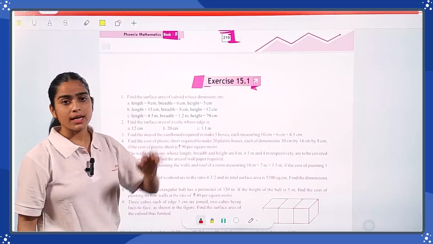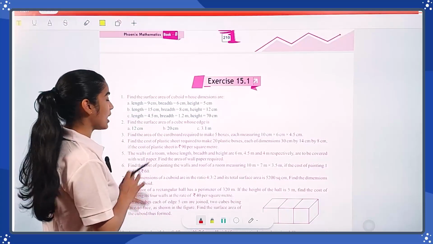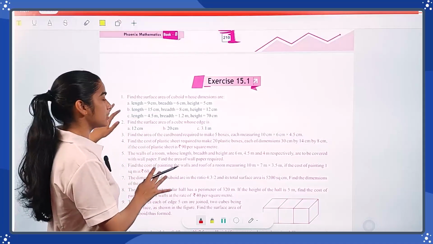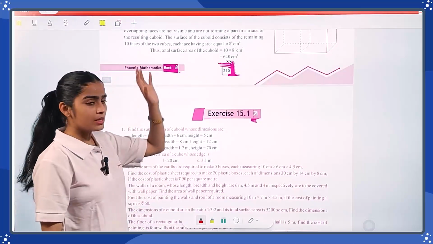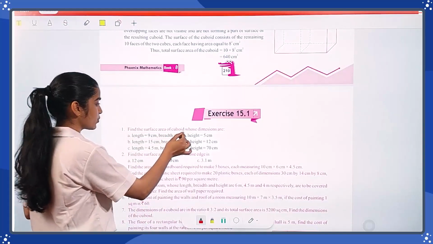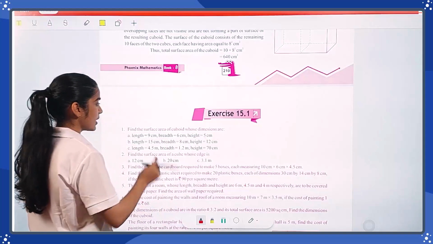So now we have our exercise 15.1, and I hope you are ready to solve this exercise because we already learned all the concepts and we also did the examples. To find the surface area of the cuboid whose dimensions are given, we have the formula.